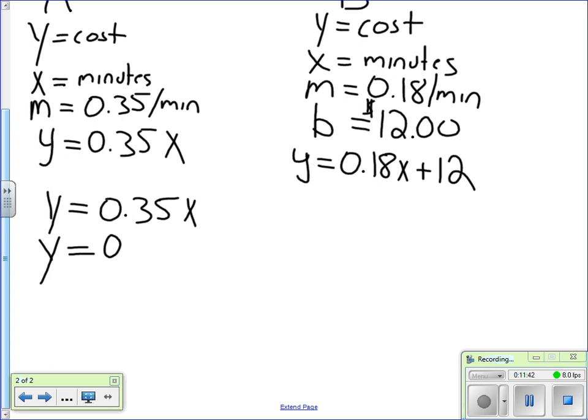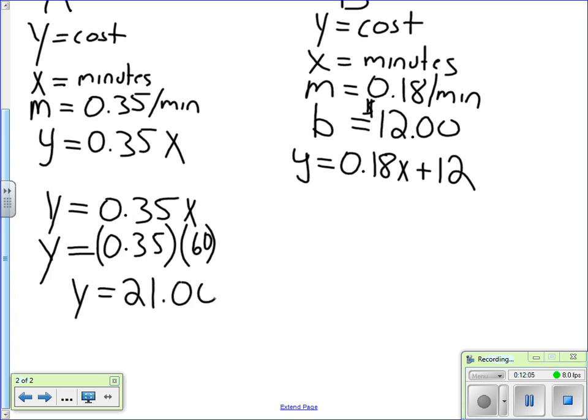So 0.35 times 60. Okay, and when we do the math, 60 times 0.35 is going to be equal to $21. So it's going to cost Sue $21 on that plan. Let's look at the other one.